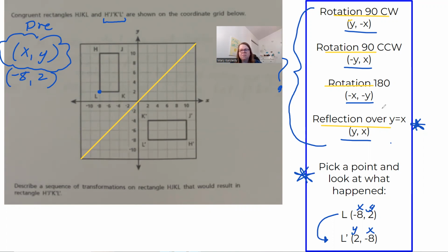And so that is the transformation that I see here. This is a reflection over Y equals X. It's not the only answer, but that is one answer to this problem. I hope that helps.